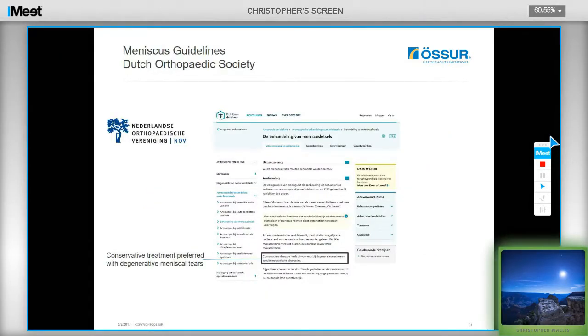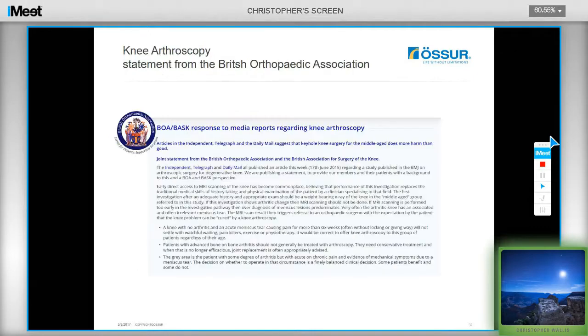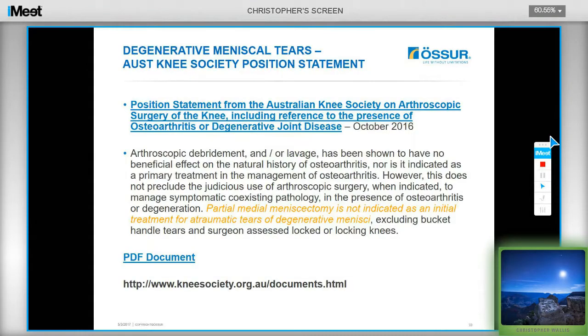And the various orthopaedic societies are certainly confirming this. The Dutch Orthopaedic Society, the British Orthopaedic Association, and more recently, as late as October of last year, the Australian Knee Society, a chapter of the Australian Orthopaedic Association, came out with a position statement stating that partial meniscectomy is not indicated as an initial treatment for atraumatic tears of degenerative menisci. Again, they mentioned that where there are bucket handle tears and associated locking, then that's when a meniscectomy would occur.